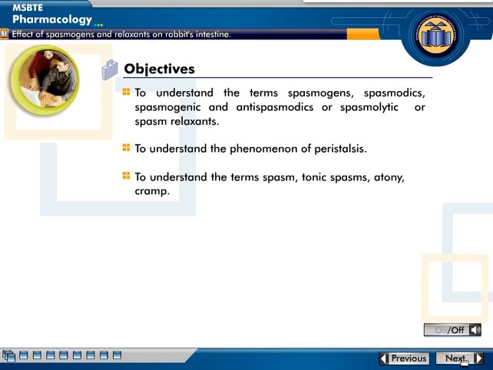The objectives of this experiment are to understand the terms spasmogens, spasmodics, spasmogenic and antispasmodics or spasmolytic or spasm relaxants, to understand the phenomena of peristalsis, to understand the terms spasm, tonic spasms, atony, cramp.